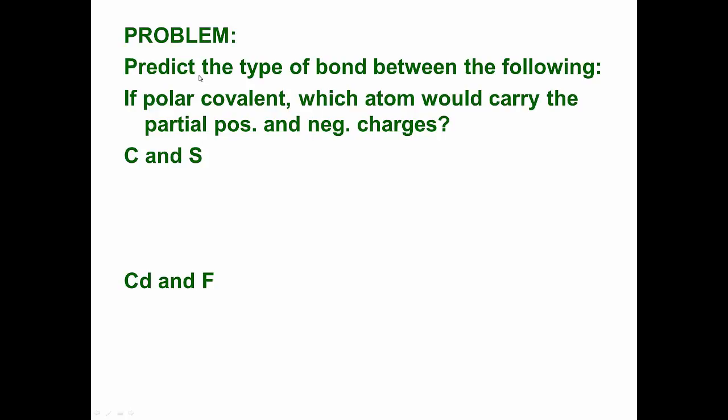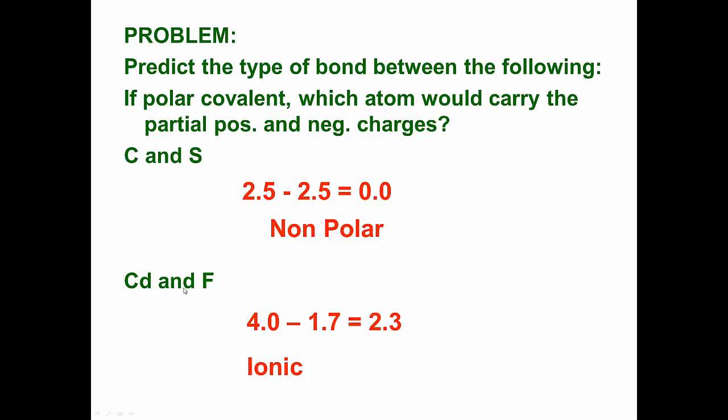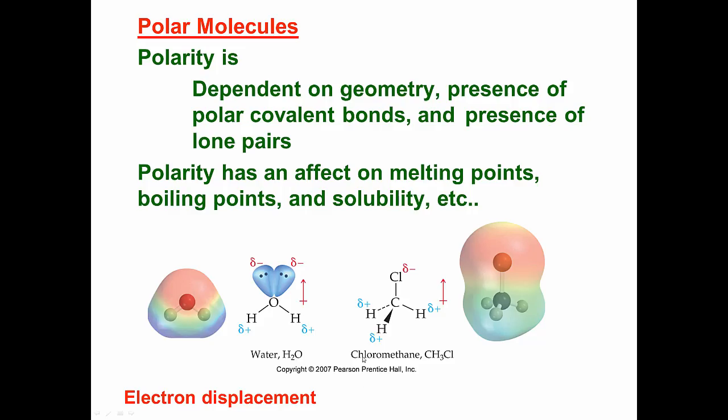Here's another problem. Predict the type of bond between carbon and sulfur. It turns out that the electronegativity value for carbon is 2.5, and for sulfur it is also 2.5. The difference is 0. The carbon-sulfur bond is nonpolar. Cadmium and fluorine. Fluorine has an electronegativity value of 4, cadmium 1.7. The difference is 2.3. That's definitely an ionic bond.